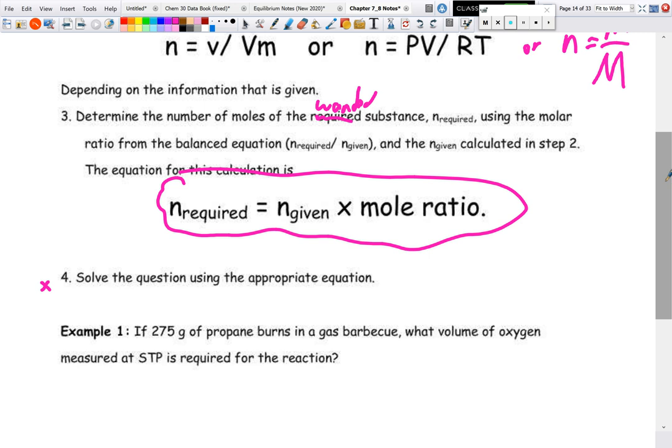And then, of course, finally, last, we solve the question using the appropriate equation. So you just have to read and ask, what is it asking for? Is it asking for volume? Is it asking for pressure? Is it asking for mass? So our 4 steps will be the same.